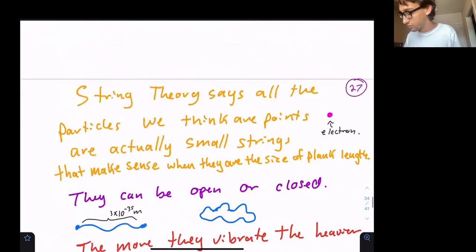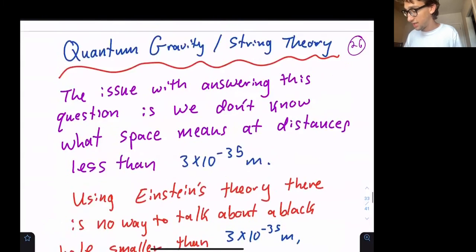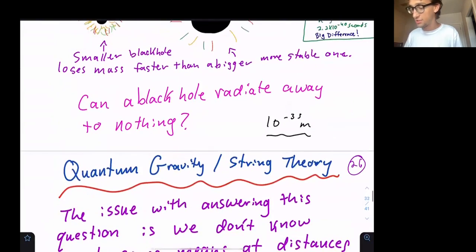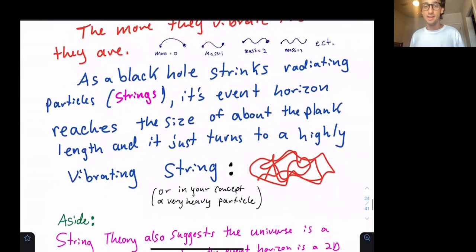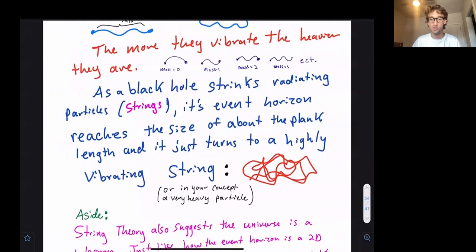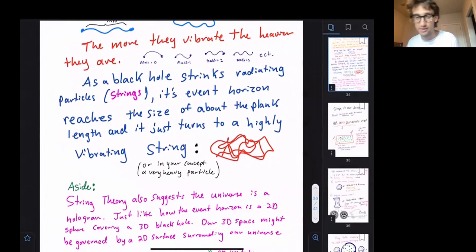So since the string is the size where general relativity breaks down, when black holes reach this kind of Planck length size, which we don't know what happens to, string theory predicts that it'll convert into a highly vibrating string. So the black hole just turns into a super massive particle, and then the particle will decay more. That's not really that interesting.